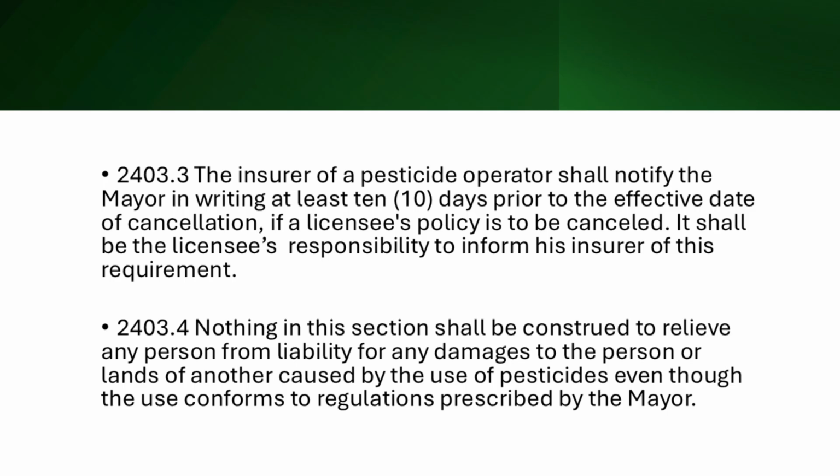2403.3. The insurer of a pesticide operator shall notify the mayor in writing at least 10 days prior to the effective date of cancellation if a licensee's policy is to be canceled. It shall be the licensee's responsibility to inform the insurer of this requirement. 2403.4. Nothing in this section shall be construed to relieve any person from liability for any damages to the person or lands of another caused by the use of pesticides, even though the use conforms to regulations prescribed by the mayor.